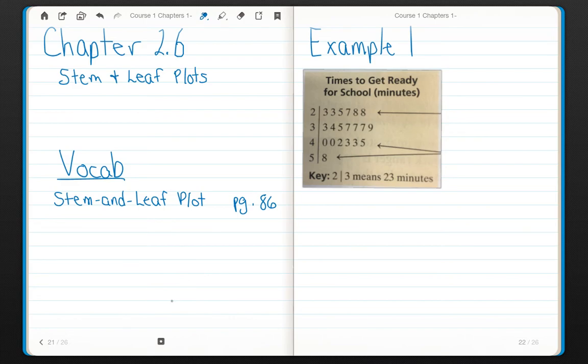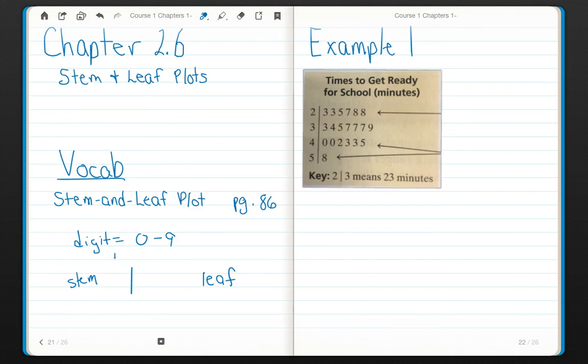So as you just wrote, a stem and leaf plot is a graph that uses the digits of the number. Remember that a digit is just a number, 0 to 9, those are our digits: 0, 1, 2, 3, 4, 5, 6, 7, 8, and 9. So each number is broken up into two parts. This side is called the stem. This side is called the leaf.